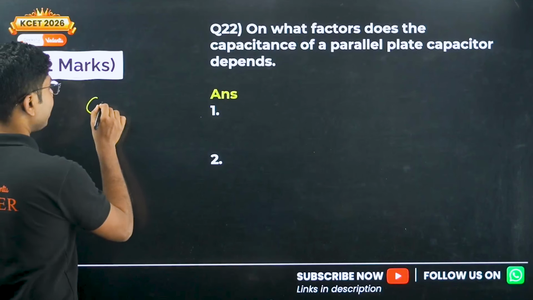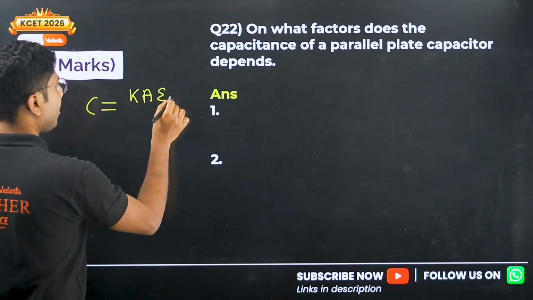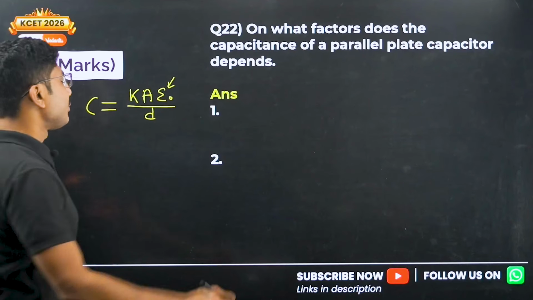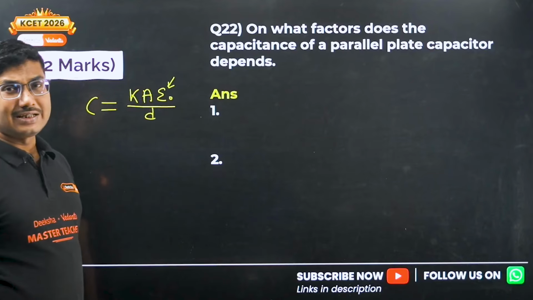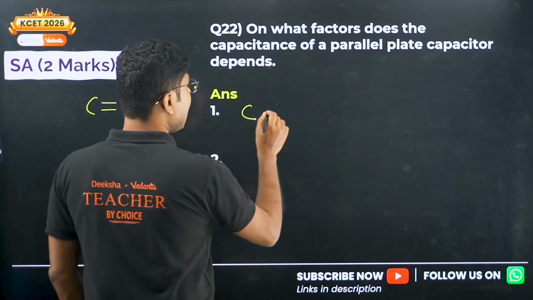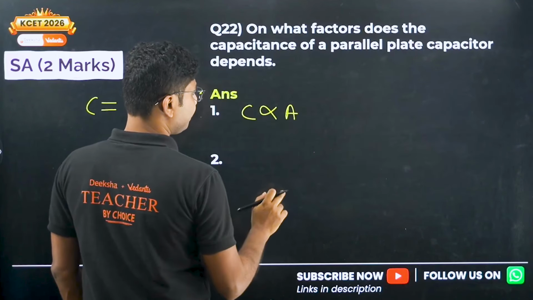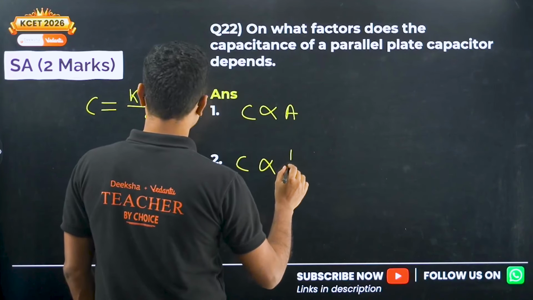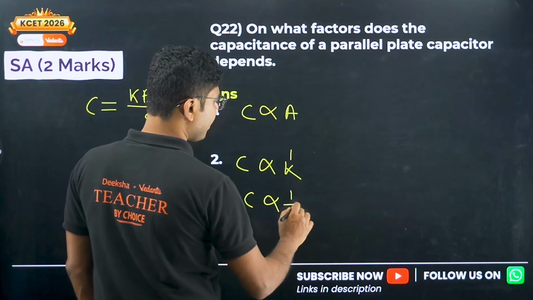So factors, we know that capacitance is given by K A epsilon naught by d. Out of that, epsilon naught is a universal constant, so it depends on the dielectric, it depends on area, and it inversely depends on the distance between the plates. So if you are mentioning it over here, you have to mention that capacitance is directly proportional to area, capacitance is directly proportional to the dielectric, and third, you can mention capacitance is inversely proportional to distance.